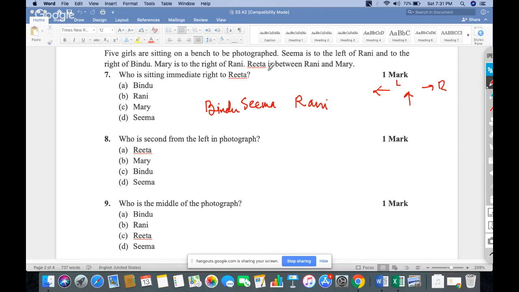Rita is between Rani and Mary. So here is Rita. And here is Mary. Because I cannot put Rita somewhere here because already Seema and other. So who is sitting immediate to the right of Rita? Immediate to the right of Rita, Mary is sitting. Question 8, who is second from the left. So from the left is this side. So Seema is second from the left. So option is D.